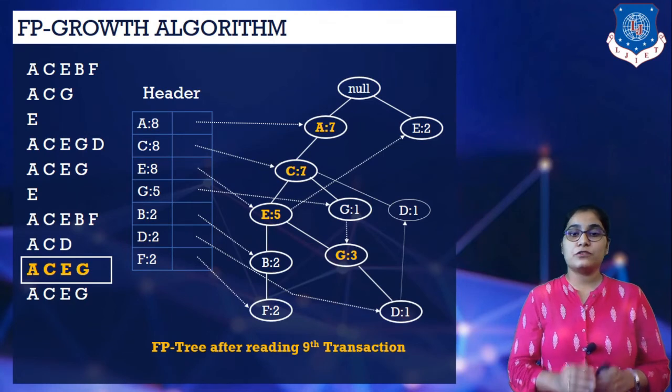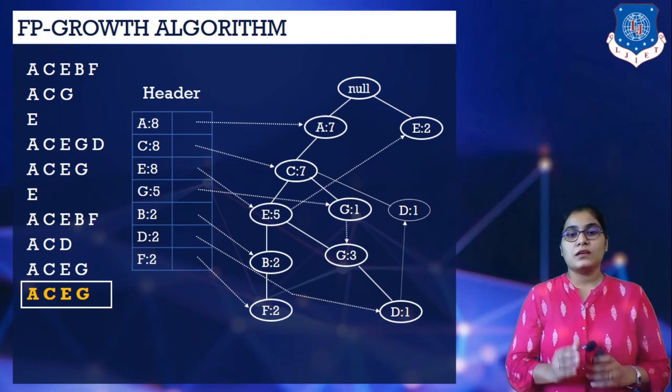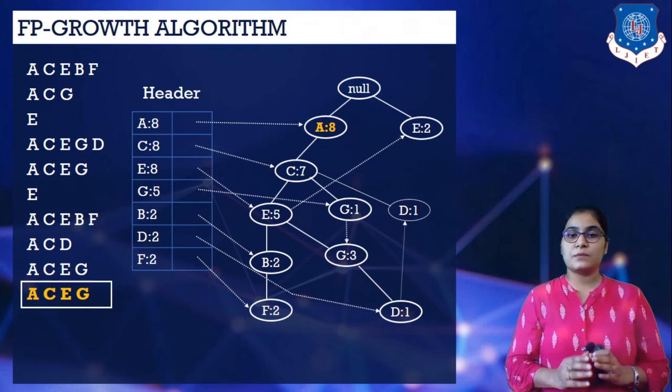So let's check for the last transaction. It has the same items as the previous transaction, that is A, C, E and G. So start from the null node. We have item A connected directly with the null node, so we just incremented the count of node A. Then check for node C.